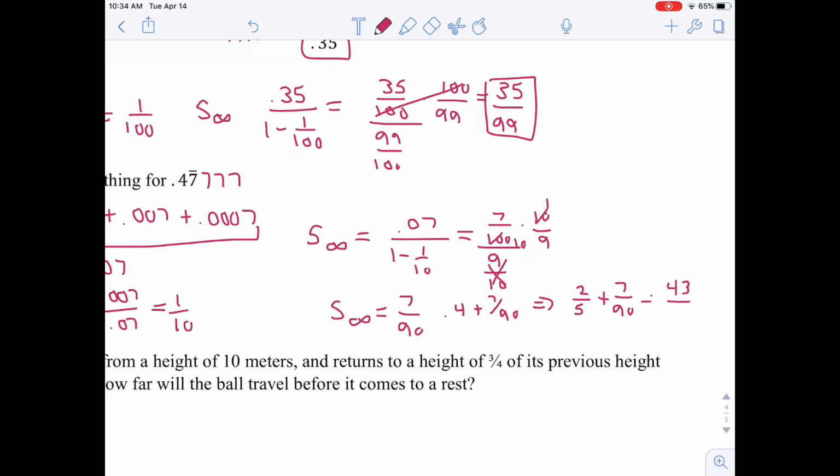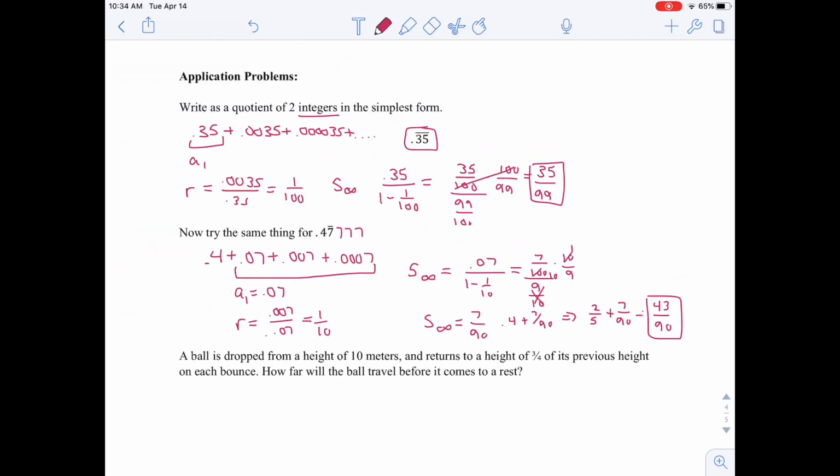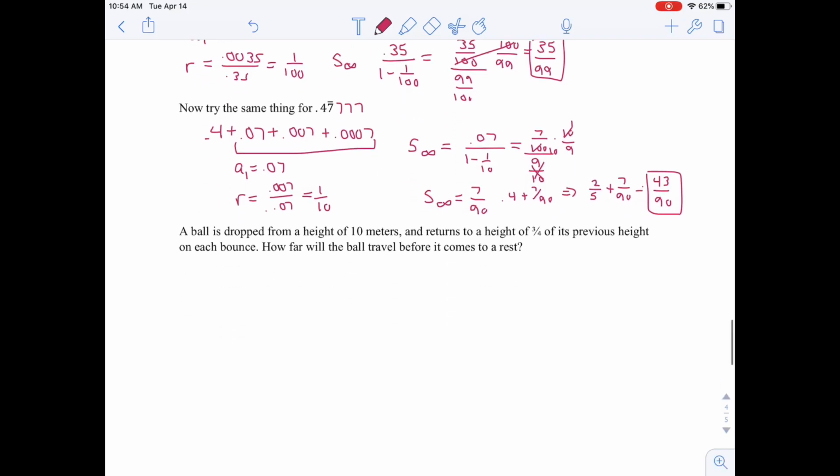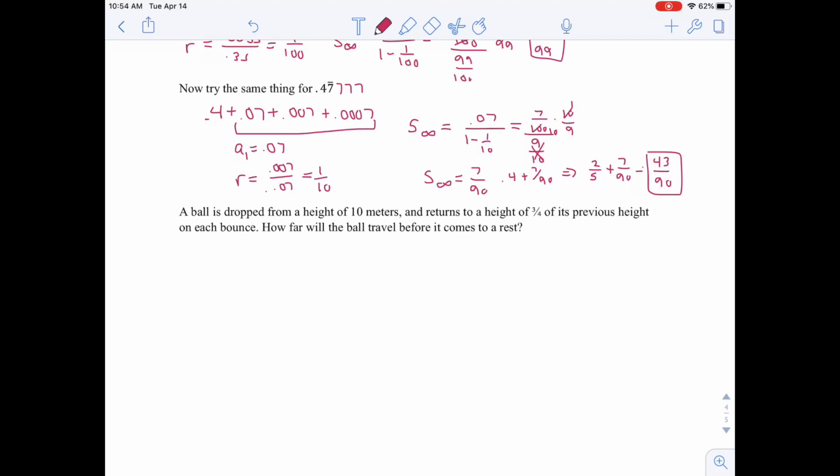Okay, and that would work out to be 43 over 90. And again, you can double check, does 43 over 90 give me that decimal in my calculator? And yes, it does. Okay. So again, two very similar problems. Just be careful on this one that 4 is not. Okay, we have one more problem here.